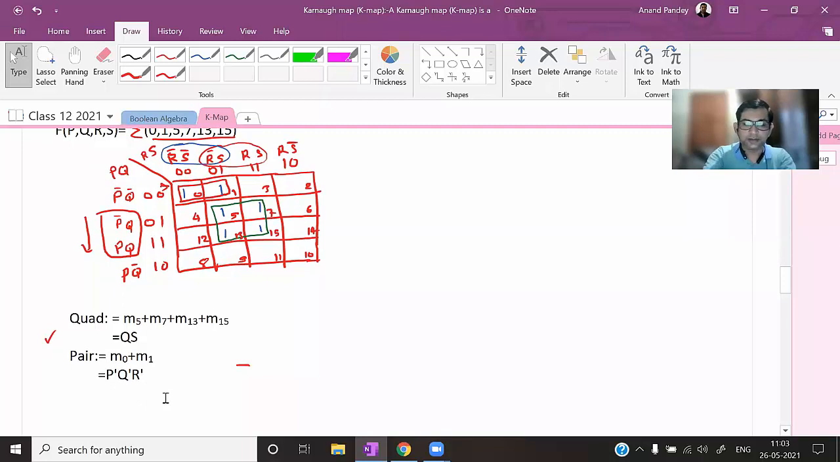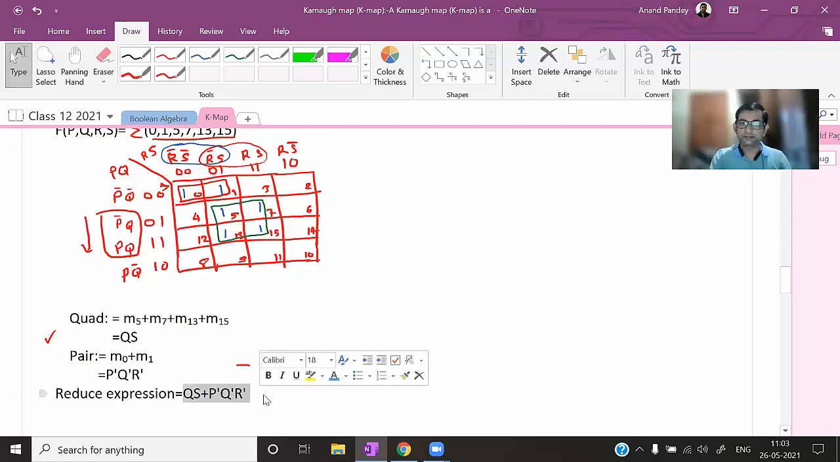Okay, so finally the answer is what? Reduced expression equal to QS plus P dash Q dash R dash. This is the answer. This is the reduced expression. Okay, please note it down.